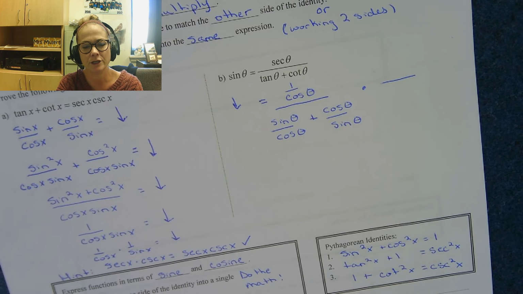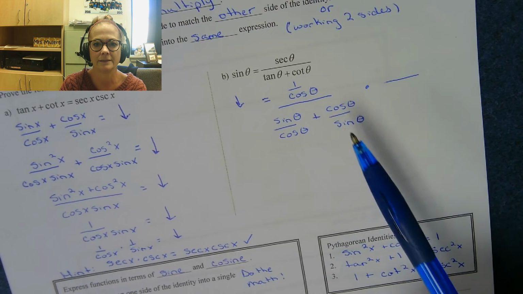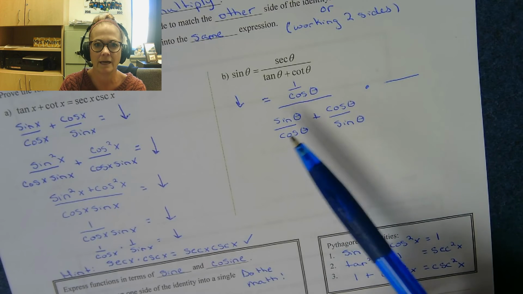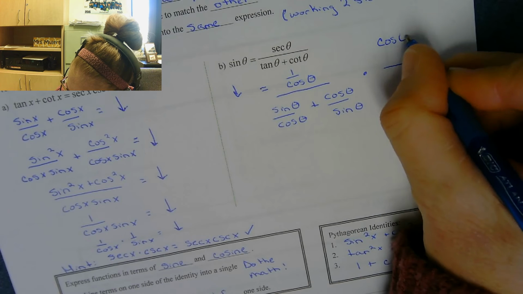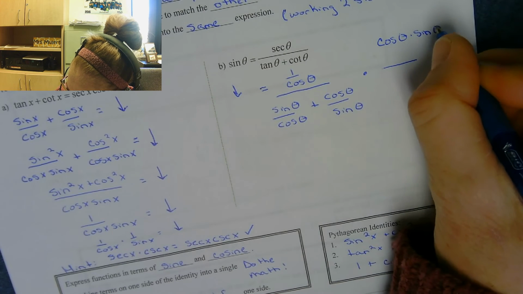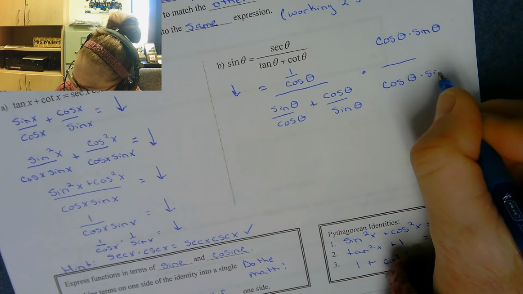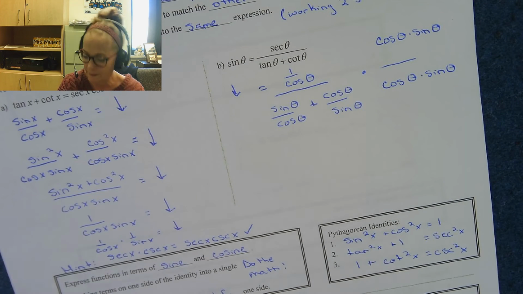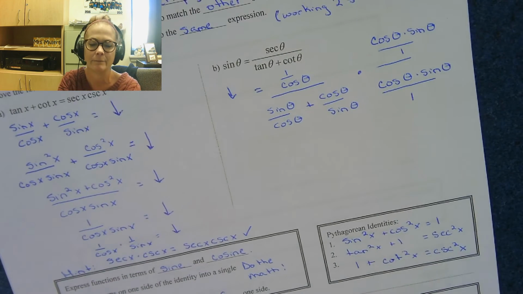With baby fractions, you just choose the LCD of all the baby denominators. So I need the overall LCD of cosine, cosine, and sine. So the lowest thing that cosine, cosine, and sine would divide into, and that's going to be cosine of theta times sine of theta. So I'm going to multiply by cosine of theta times sine of theta over cosine of theta times sine of theta. Really, you're multiplying by over 1 and over 1. That might help you align it better.